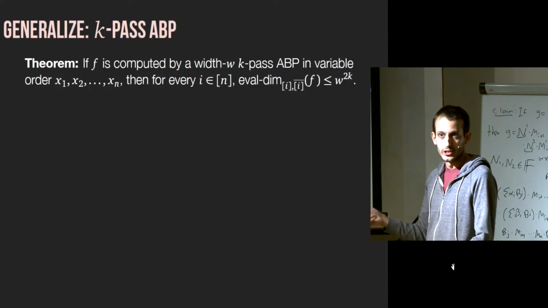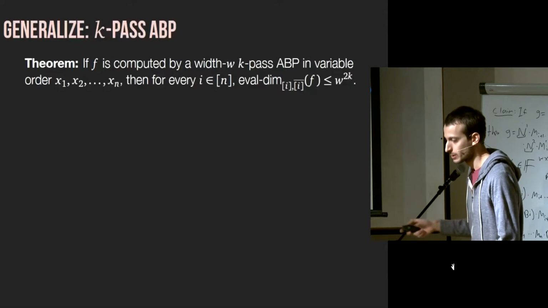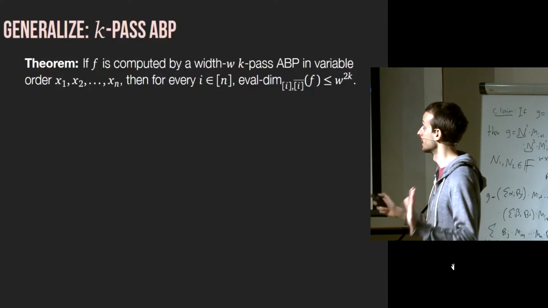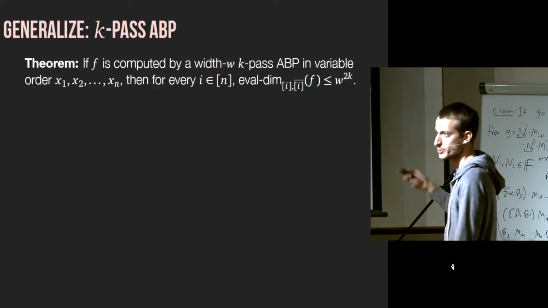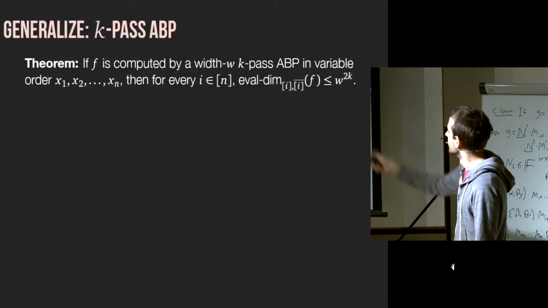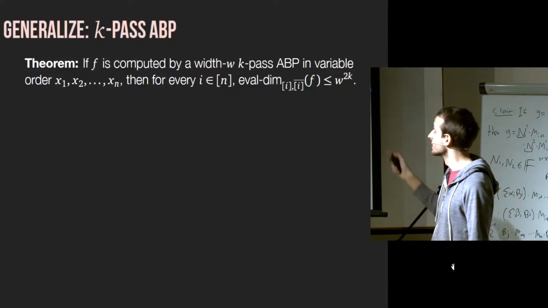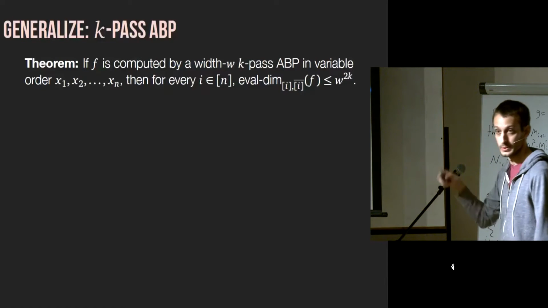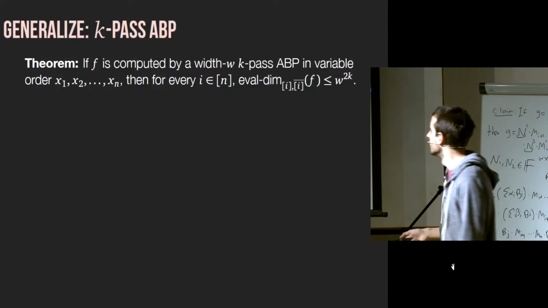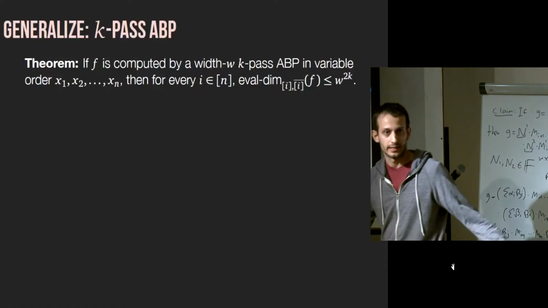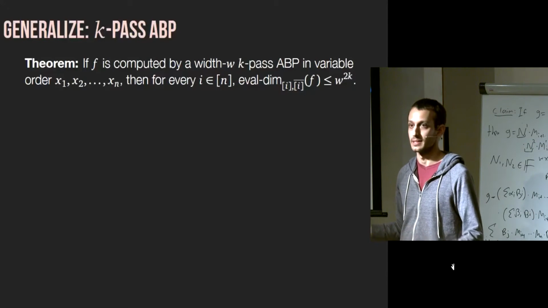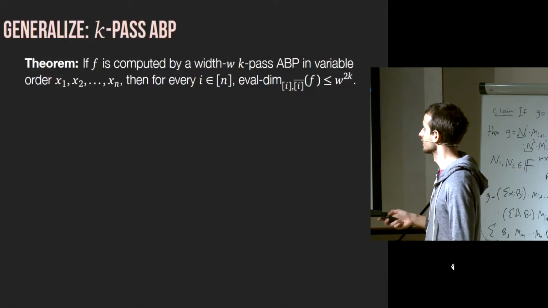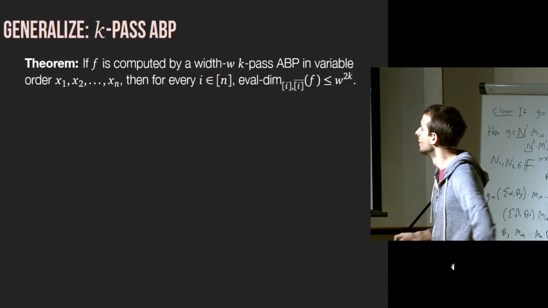It generalizes pretty easily to something that I called k-pass. Now you traverse over the variables k times, but each time in the same order. Then you run the same argument, and you get that for every prefix x1 through xi, the evaluation dimension is at most W squared to the k. Again, when you think of k as constant, that means reading k times in the same order is not much more powerful than just reading once.